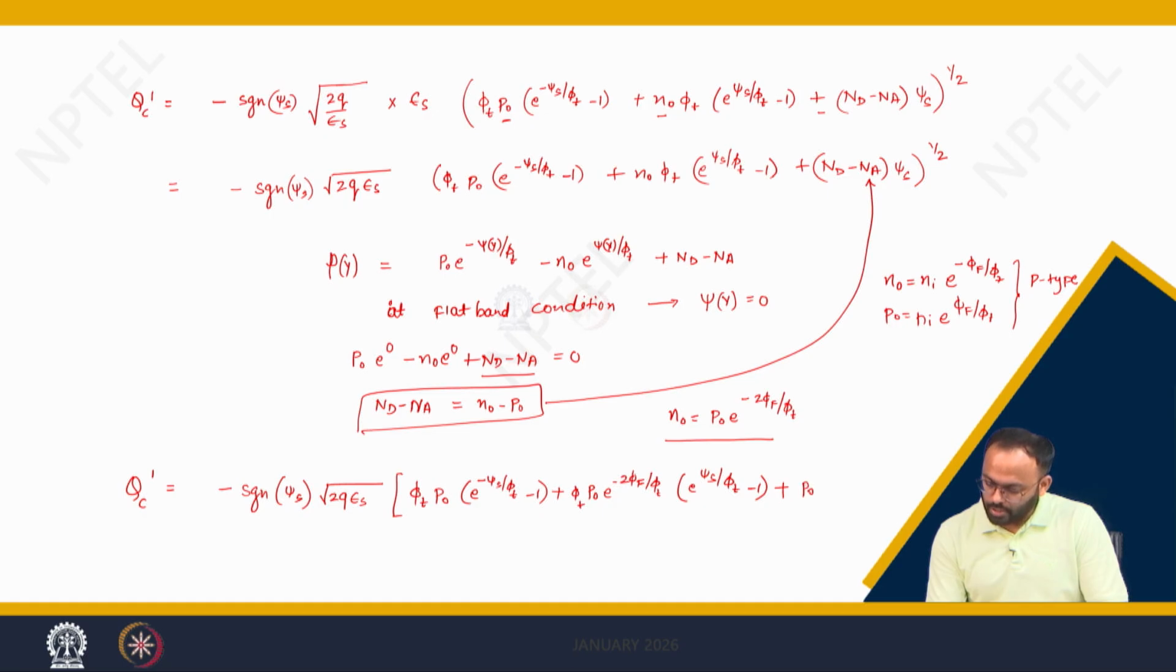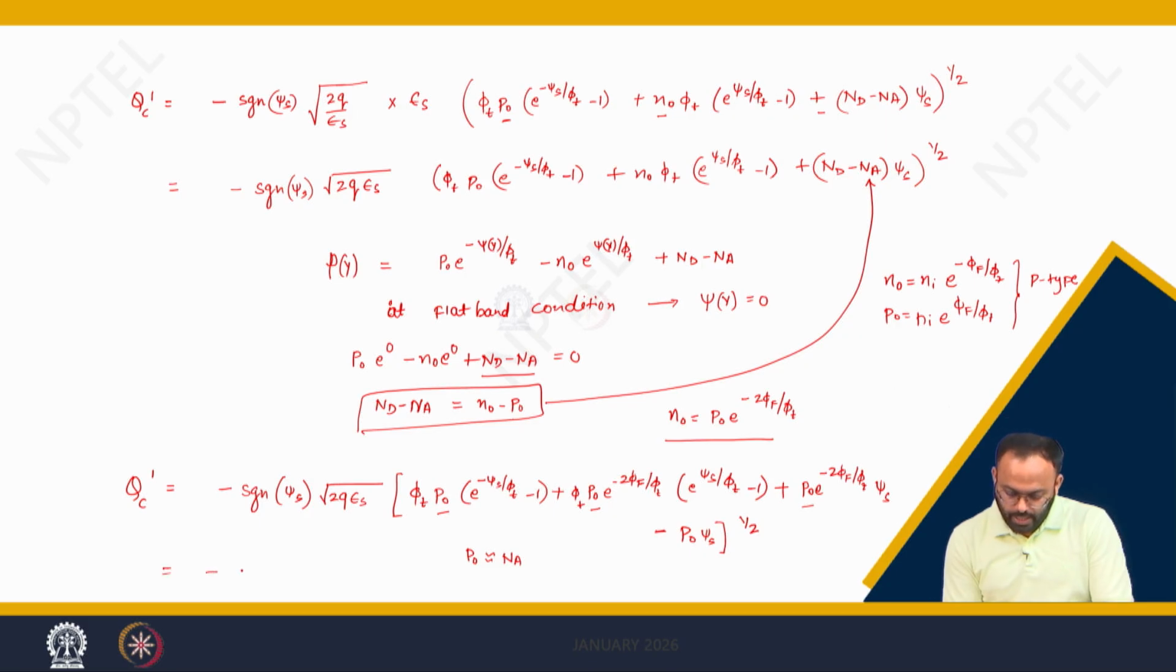So, p_0 e to the power of minus 2 phi_f by phi_t, this is in terms of n_0 into psi_s, minus here n_a can be replaced by minus p_0. So, ultimately this will be p_0 into psi_s to the power half. If you see, everywhere we have p_0, I can take it out, and p_0 is nothing but exactly equal to N_a, which is the body doping.